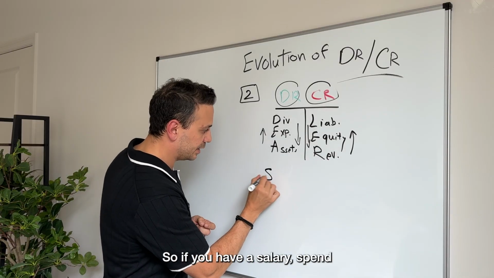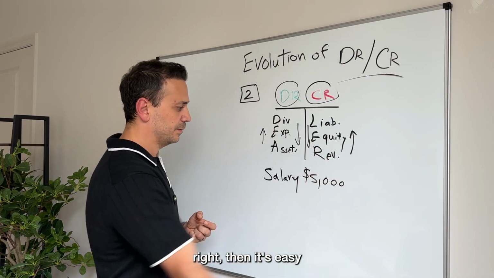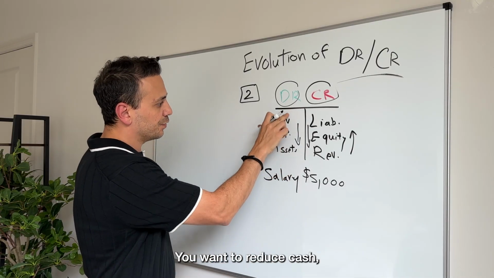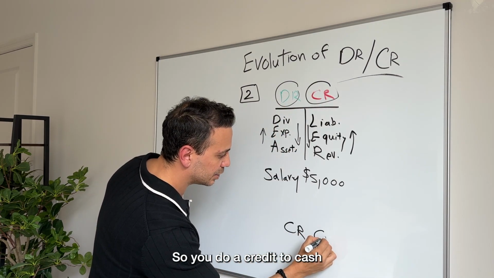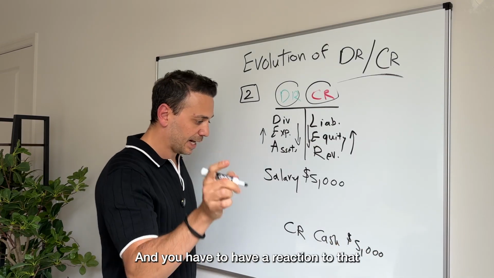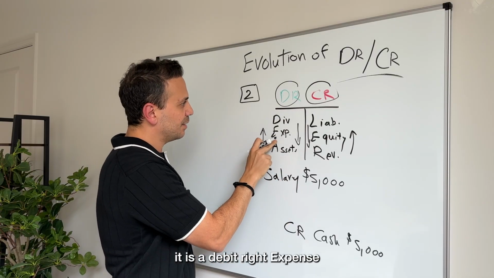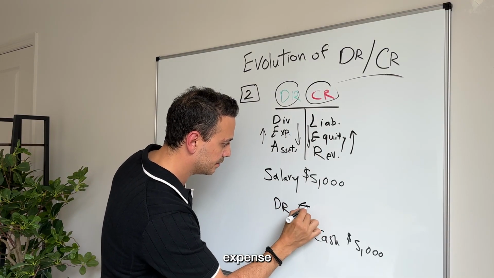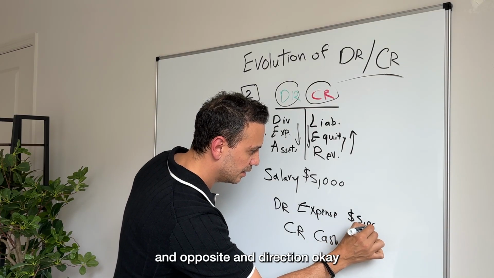So if you have a salary spend of $5,000, right? Then it's easy. Then you have cash going out the door. So cash going out the door, you want to reduce cash, which is an asset. You credit that. So you do a credit to cash for $5,000, right? And you have to have a reaction to that. So the reaction is going to be an expense. So the expense here, to increase it, it's a debit, right? So you go ahead and you debit expense for $5,000, right? Equal in amount and opposite in direction.